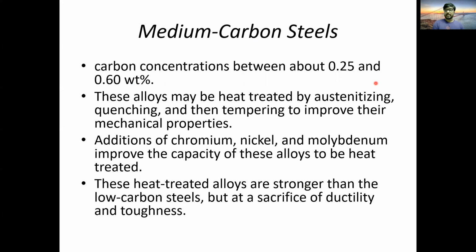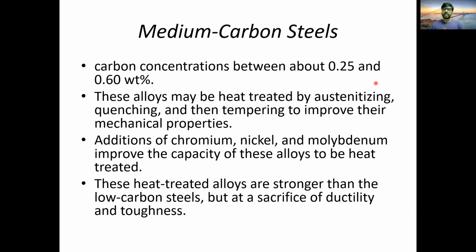As you all know, we apply heat treatment to improve the machinability of a certain material to get our desired mechanical properties. So heat treatment can be applied to this kind of material. And addition of chromium, nickel, and molybdenum can improve the machinability and the heat treatment ability. These heat treated alloys are stronger than the low carbon steels, but at a sacrifice of ductility and toughness.